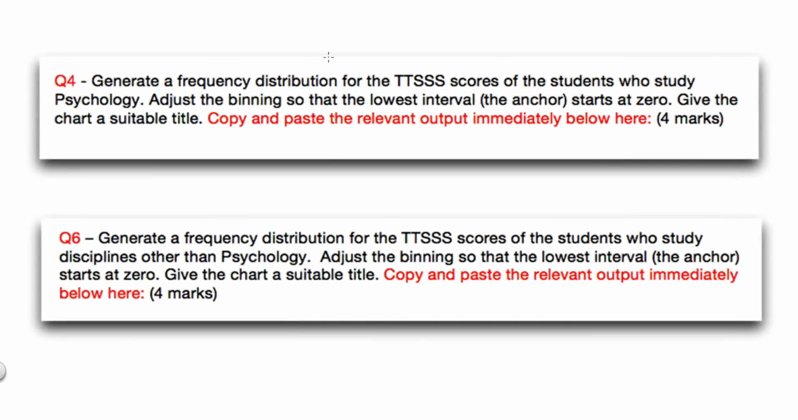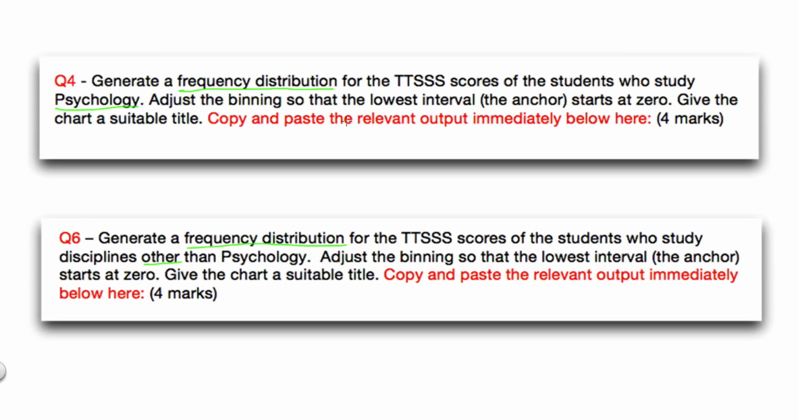Moving on, you've probably noticed that question 4 and question 6 are quite similar. They both ask you to generate a frequency distribution. Question 4 asks you to produce one just for the students who studied psychology, whereas question 6 wants you to do it for the people who study something other than psychology. And you're then asked to make some adjustments and give each a title. But both of them involve you producing a frequency distribution.